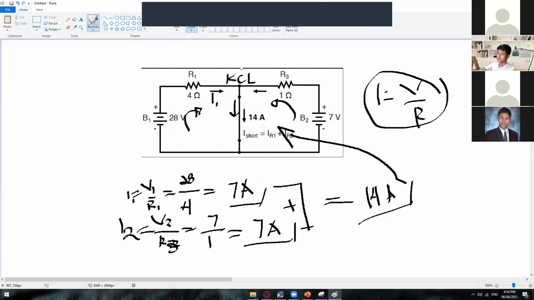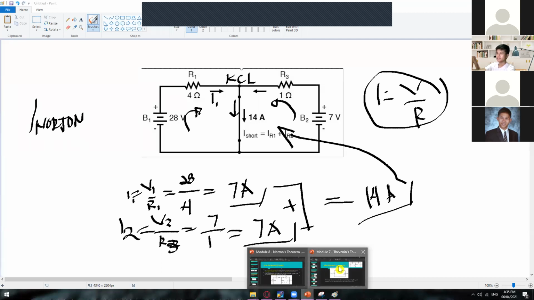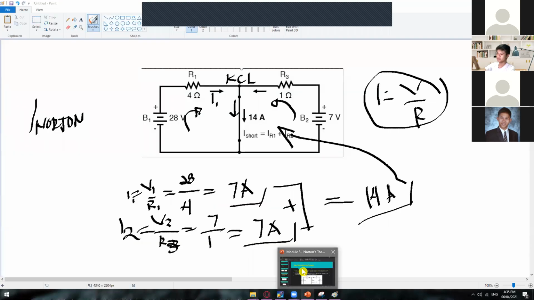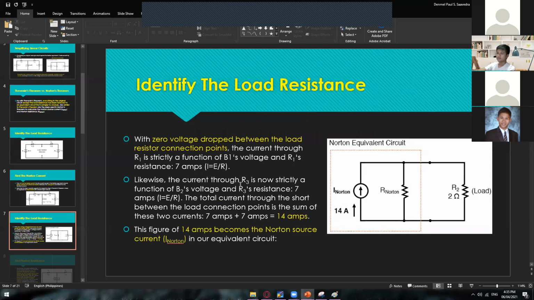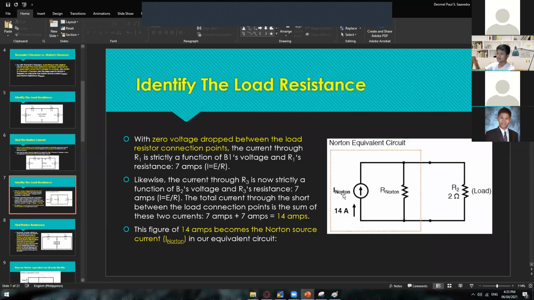All right. Okay, so where is my cursor? So that's how we've got 14 amps. Whatever current you have solved there is already your I Norton, so we call that one Norton's current. Let me close that one. From here, that's how we've got the I Norton. So the next thing we need to do is find the R Norton.